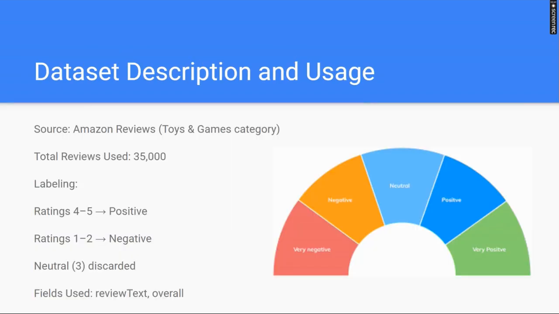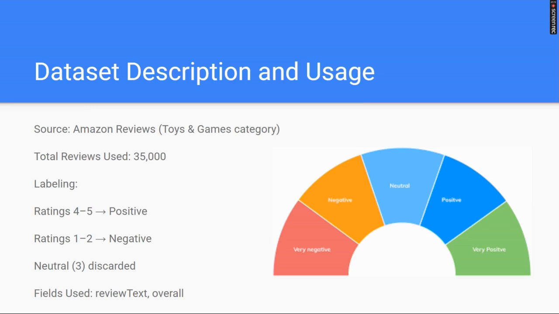So to do this, I first prepared the dataset. The dataset is 35,000 Amazon reviews from the toys and games category. Reviews rated 4 or 5 are labeled positive, 1 or 2 as negative, and 3 as neutral. 3-star reviews are excluded to avoid ambiguity. The core feature used is review text and the label is derived from the overall rating.